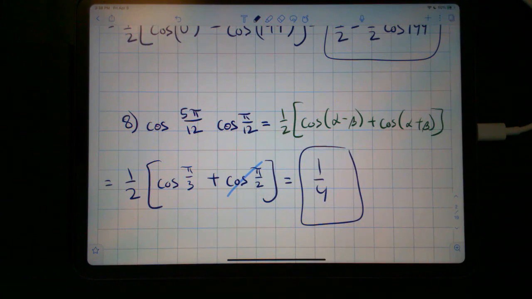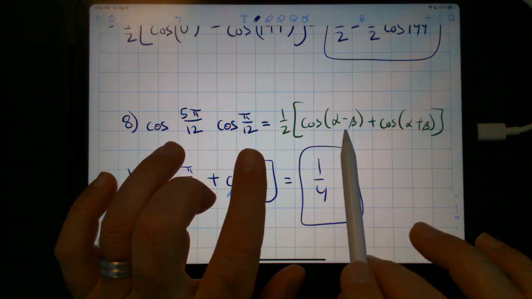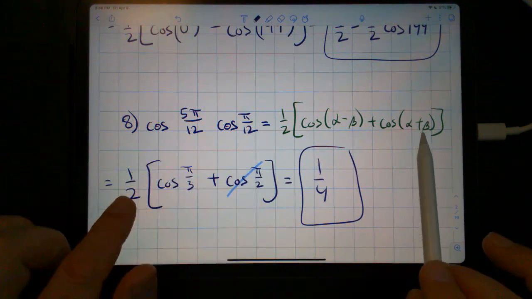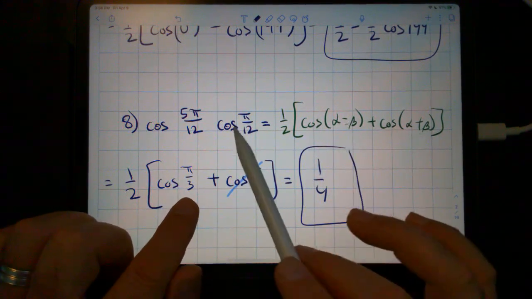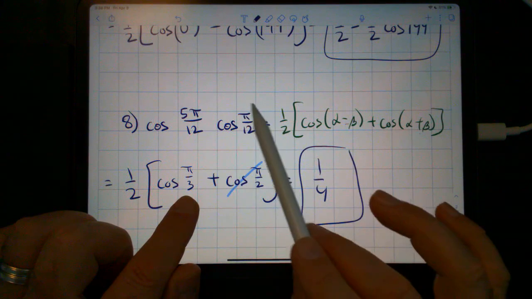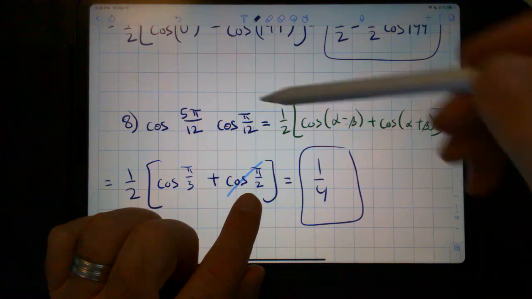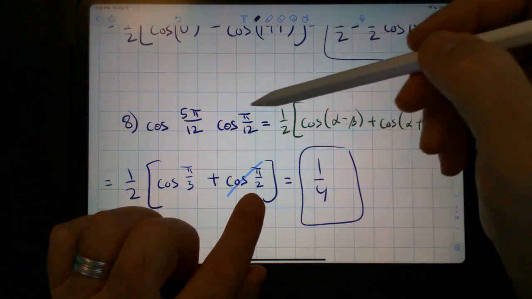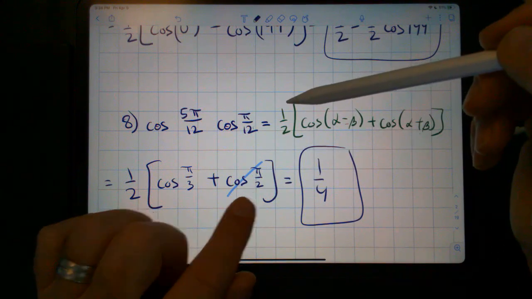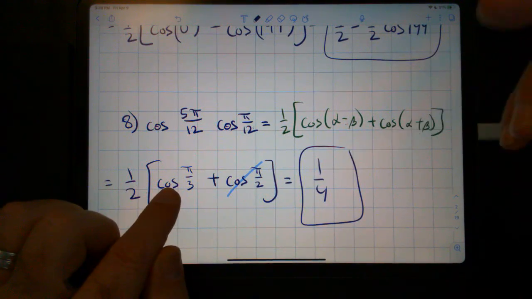Number 8, here we have the product of two cosines. The basic structure will be 1/2 times cosine alpha minus beta plus cosine alpha plus beta. The 1/2 is out in front. If you subtract the two, we have 5 pi over 12 minus 1 pi over 12 gives you 4 pi over 12. 4 pi over 12 is pi over 3. When I add the two, 5 plus 1 is 6, so we would get 6 pi over 12, which is pi over 2. Cosine of pi over 2 is 0. Cosine of pi over 3 is 1/2. So we have 1/2 times 1/2 is 1/4.